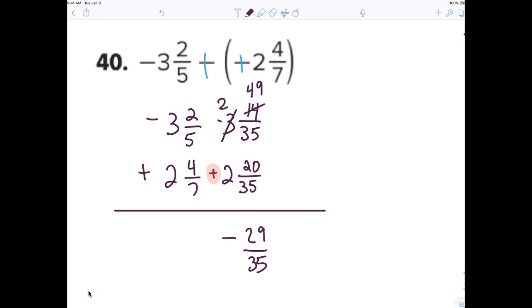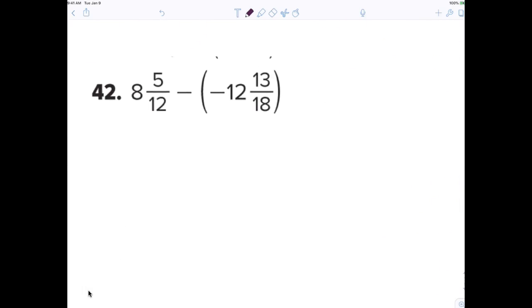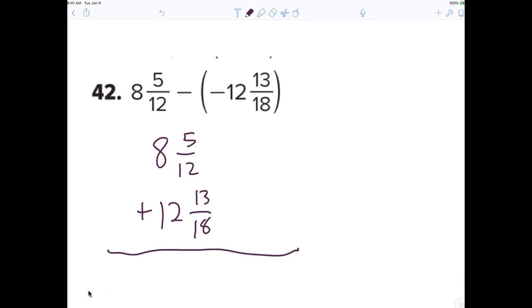All right, let's check you out. Let's do 42. Okay. So now the double negatives make a what? There we go. All right, so now you've got a kind of tricky one, so I'm going to write this out. 5/12 plus 12 and 13 over 18. So what's a common denominator? Uh-oh, we're out of time.